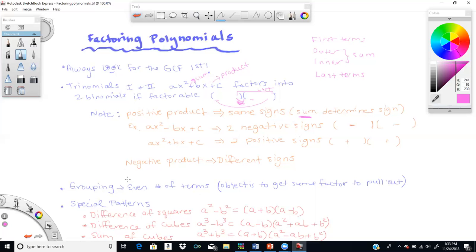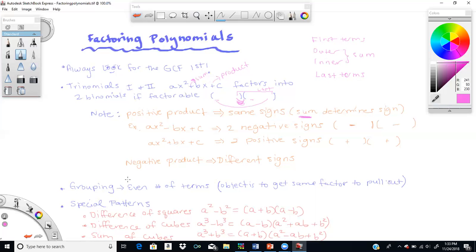Then you have special patterns that you may run into, the difference of squares, a squared minus b squared. The factors are a plus b and a minus b. You just have to recognize your perfect squares. And the difference is not a plus. It's the difference, because with a plus you won't have those two factors, because you'll need a middle term.